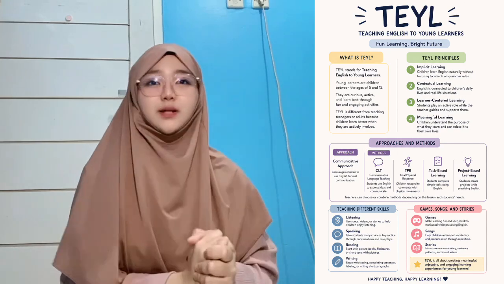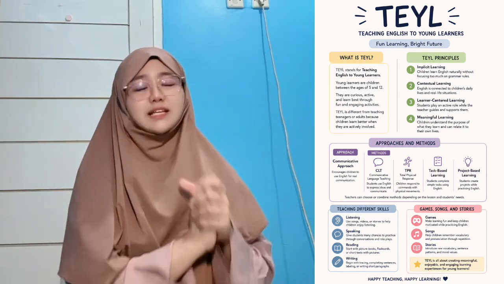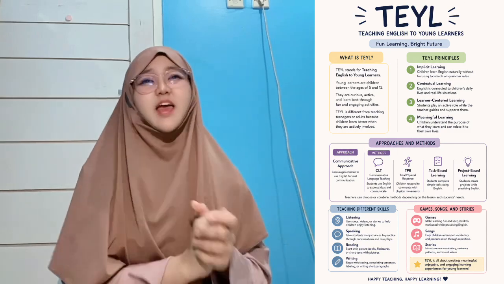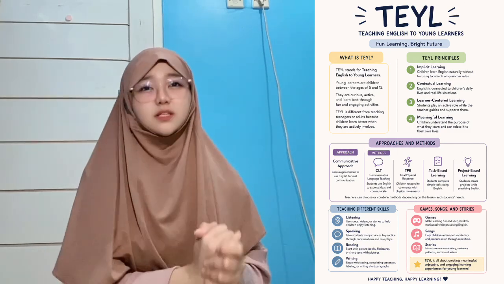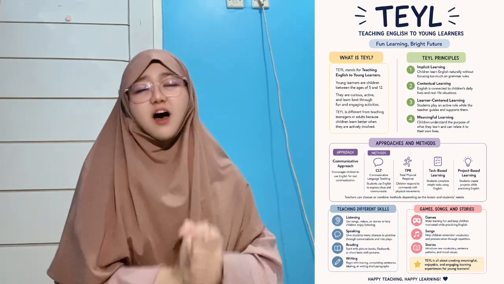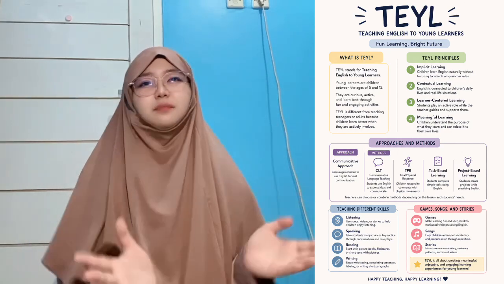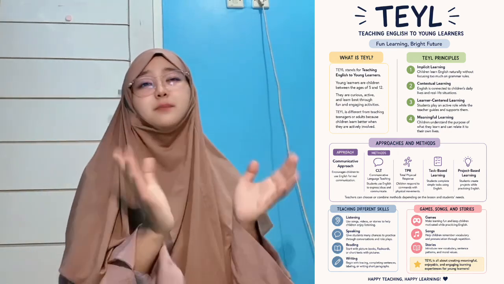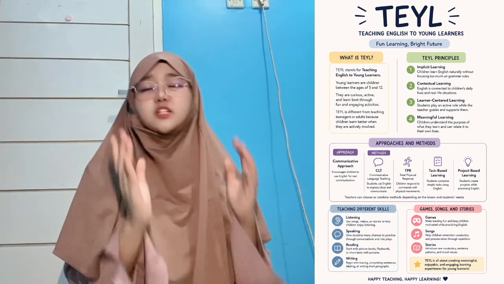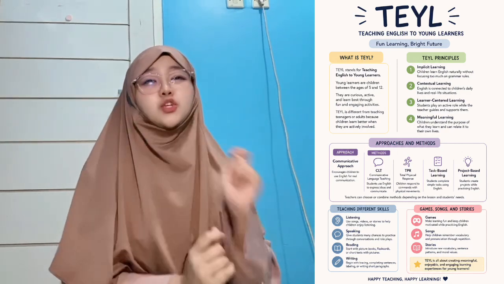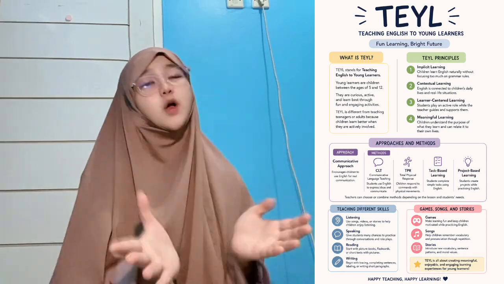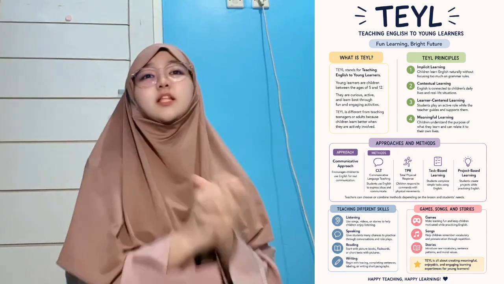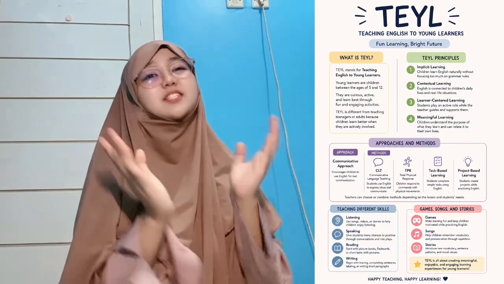The last principle is meaningful learning. In meaningful learning, children understand the purpose of what they are learning and can relate it to their own lives. Children learn better when they understand why they are learning something. That's why learning activities should have a clear purpose and be interesting. For example, instead of just memorizing vocabulary, students can use new words while playing a shopping game or talking about their favorite food.